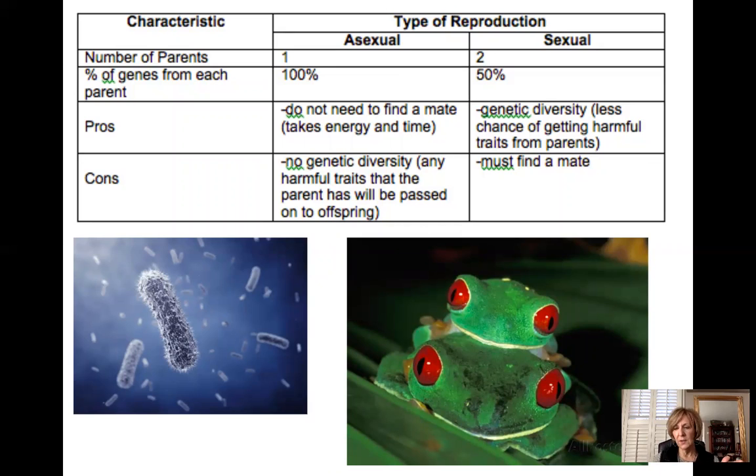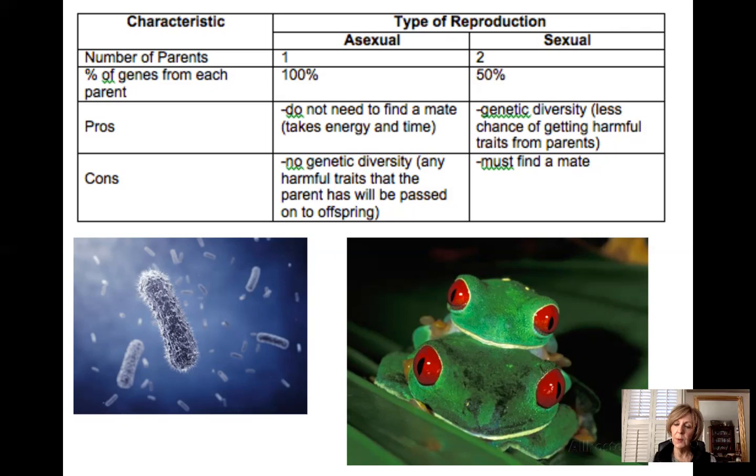There's no genetic diversity except that would be found during mutations. And the con of that is that if you have a harmful gene that's in the parent, it's going to go to the offspring for sure.